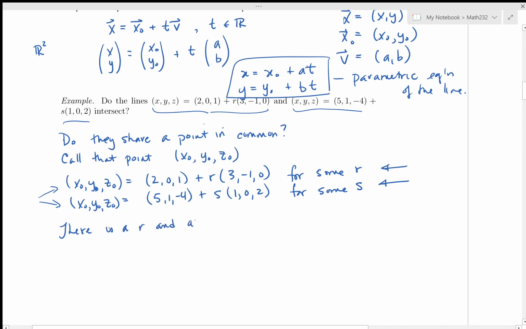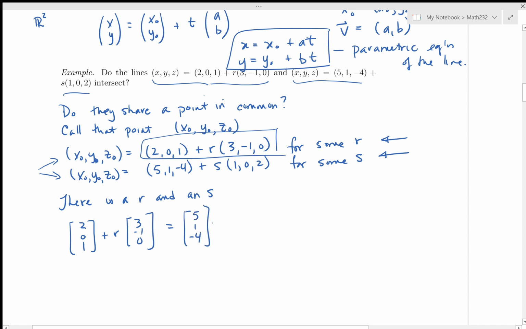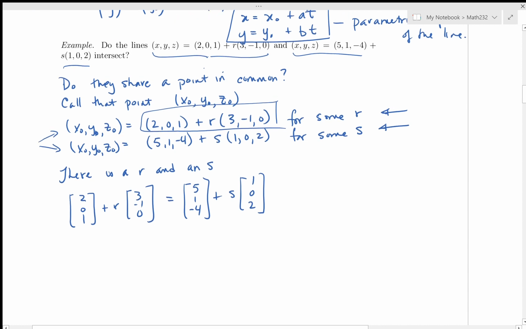So that must mean that there is an r and an s such that, writing it vertically now, 2, 0, 1 plus r times 3, minus 1, 0 is equal to 5, 1, minus 4 plus s times 1, 0, 2. Okay, so I just do a little bit of arithmetic here, and that would mean that r times 3, minus 1, 0, I've just copied that over. Then I'm bringing the one with s to the other side, so that's going to be minus s times 1, 0, 2. And then I'm going to put the two column vectors that have no parameter attached to them onto the right-hand side and combine them. That's going to give me 5 minus 2 is 3. 1 minus 0 is 1. Minus 4 minus 1 is minus 5.